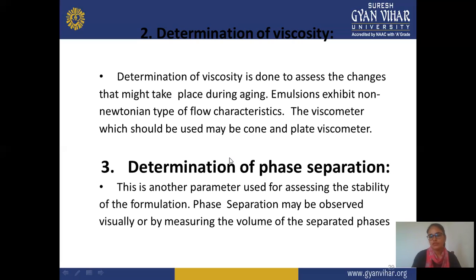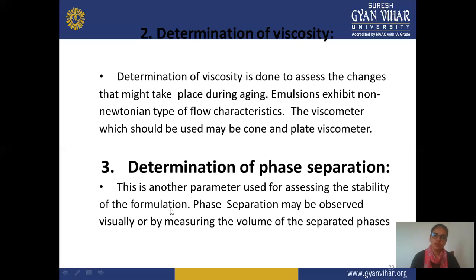Next is determination of phase separation. Emulsion contains two phases, oil and water. So for an emulsion, you should check the phase separation property also, whether it is a stable form or not over a particular storage period. If a two-layer form appears, then it may show a stability problem. So this phase separation is also checked for emulsion. And this is another parameter used for assessing the stability of the formulation.